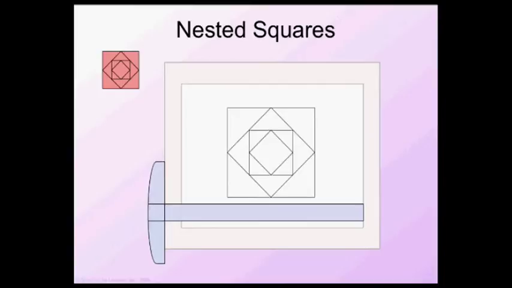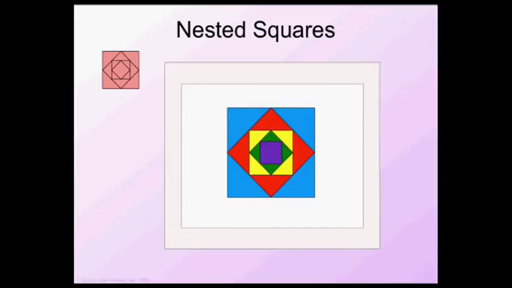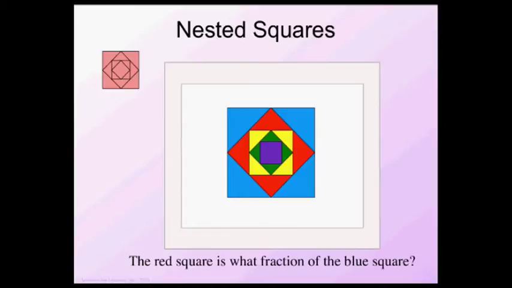Now, let's take this, and what if I just color it? That's kind of pretty. Let's look at the red square. The red square is what fraction of the blue square? Well, let me move those 3 inside squares, and I know you can't do this in real life. Now it's very easy to see the answer is 1/2. So the red square is half the size of the blue square.